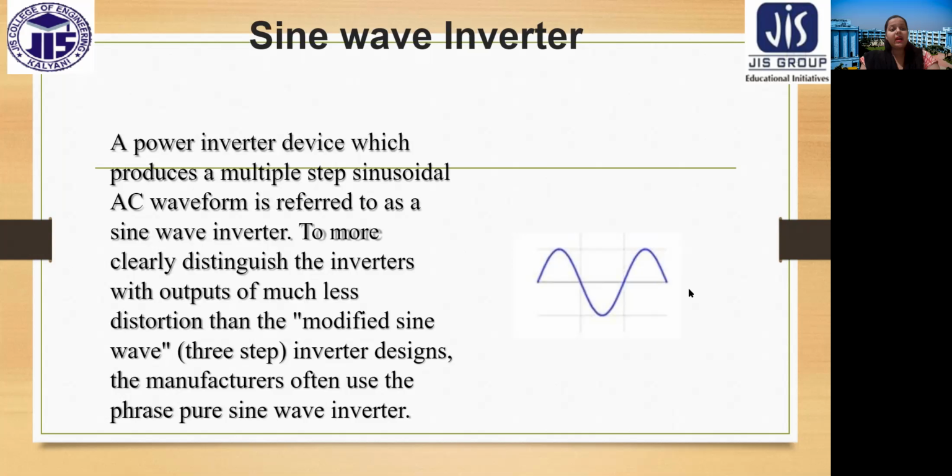Sine wave inverter: a power inverter device which produces a multiple step sinusoidal AC waveform is referred to as a sine wave inverter. To more clearly distinguish the inverters with outputs of much less distortion than the modified sine wave inverter designs, manufacturers often use the phrase pure sine wave inverter.